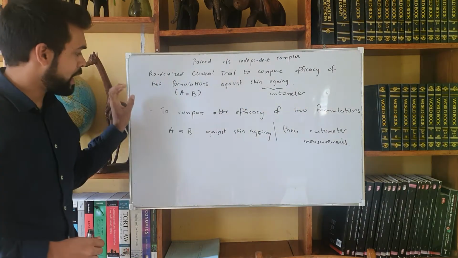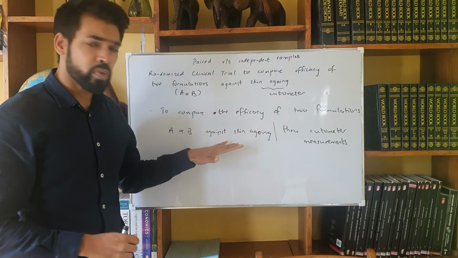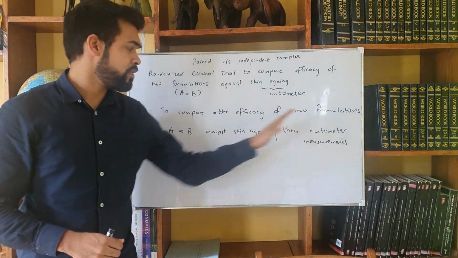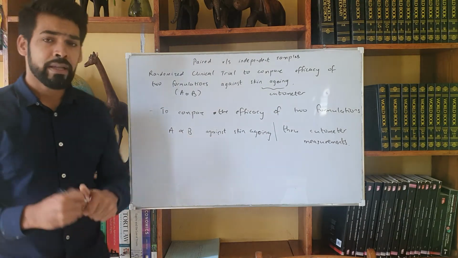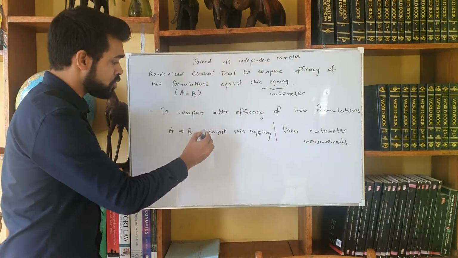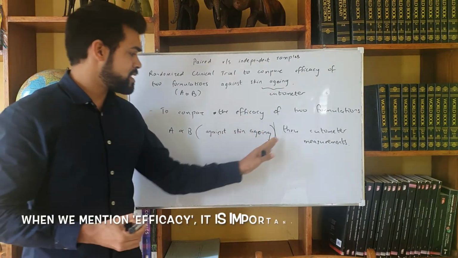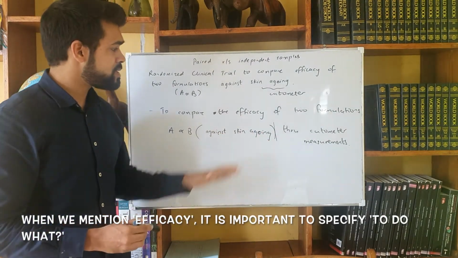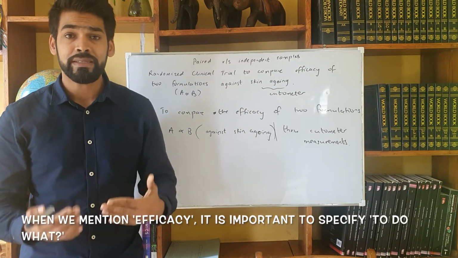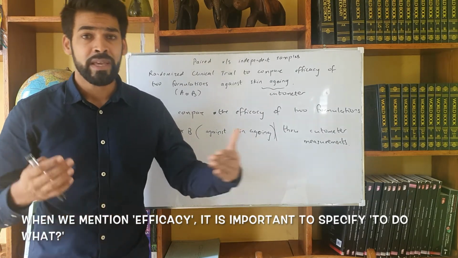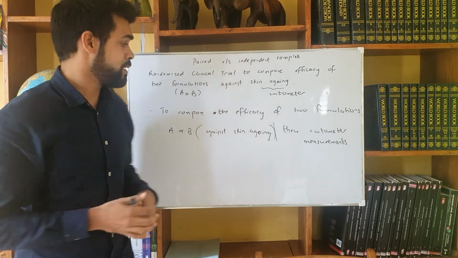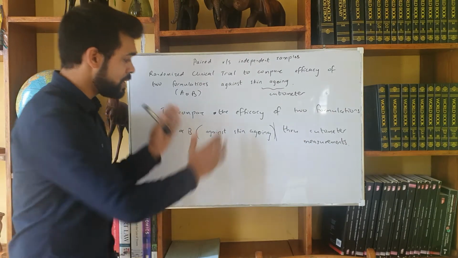Now, as usual, I like to write the study objectives clearly. So, to compare the efficacy of two formulations A and B. Now, very often what I notice is that in protocols, authors don't write this part. This is not correct. When you say efficacy, you have to mention efficacy to do what? Is it to enhance skin color? Is it efficacy to protect against sunburn? What is the product doing? You need to mention this part.